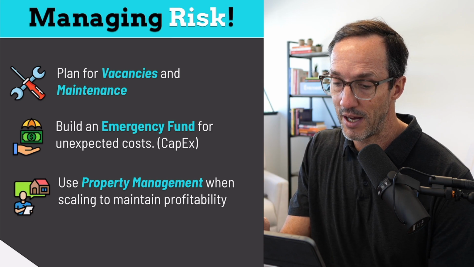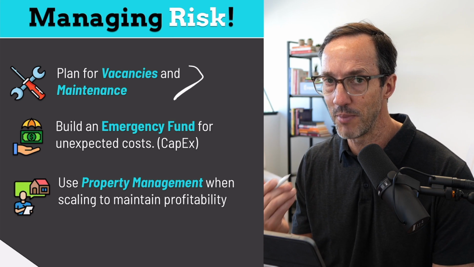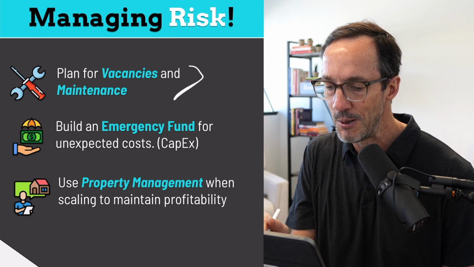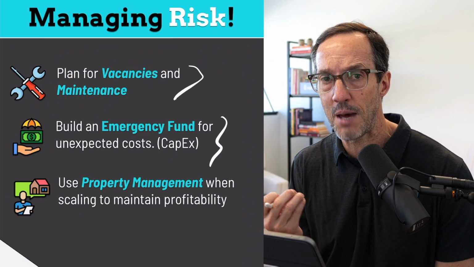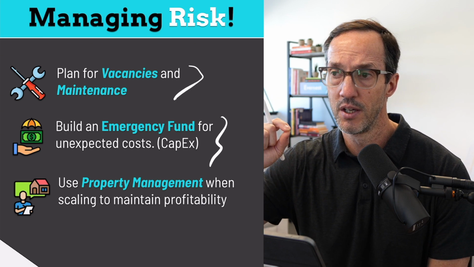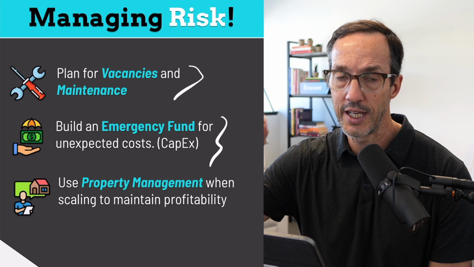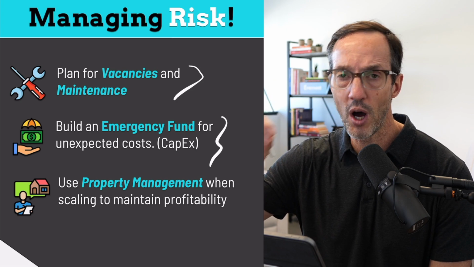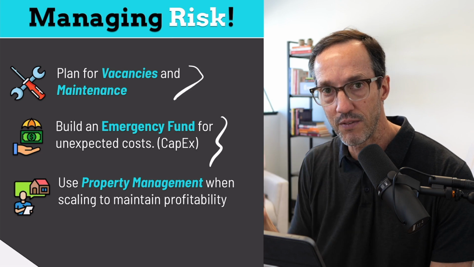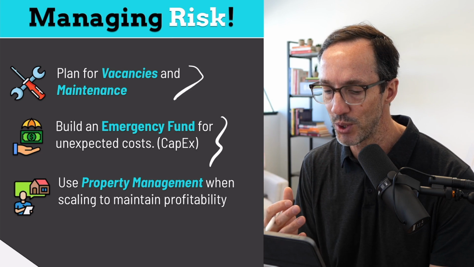Managing risk talks about we want to plan for vacancies and maintenance. We don't want to get too rosy with our numbers. We want to be very realistic. Build an emergency fund for CapEx. So you are going to have roofs. You're going to have heating and air. You're going to have water heaters. These are big time expenses. You might have to have the whole outside of the property painted if it's not brick.